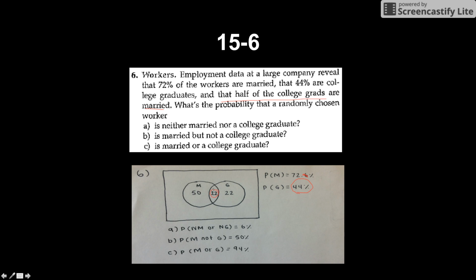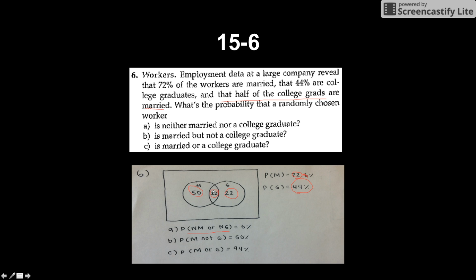Now that I've got my overlap, I can fill in the rest of my Venn diagram. Okay, since 22 and 50 make that 72 right here, and then 22 and 22 give us that 44 for graduate students. And now I can answer the questions. Neither is married nor in college, so that's going to actually end up being what's left over.